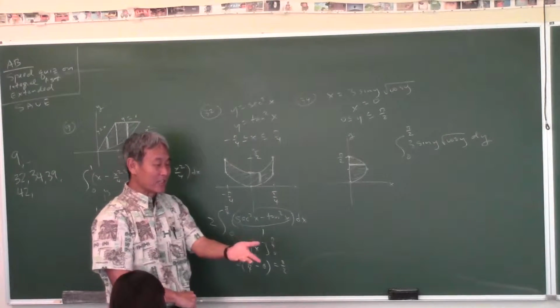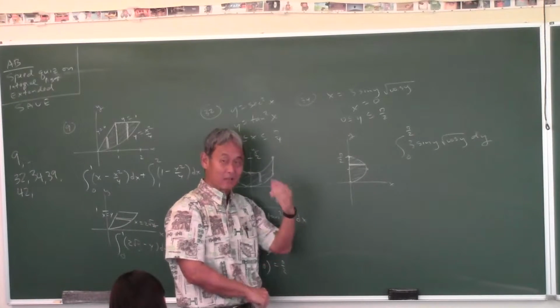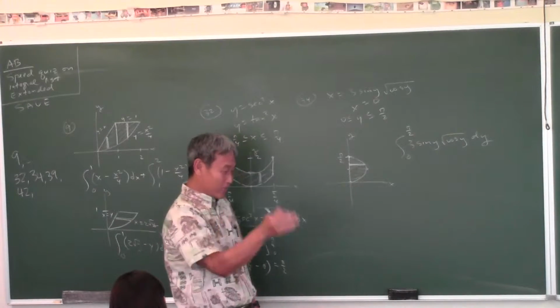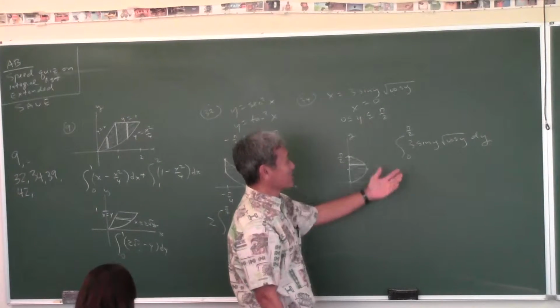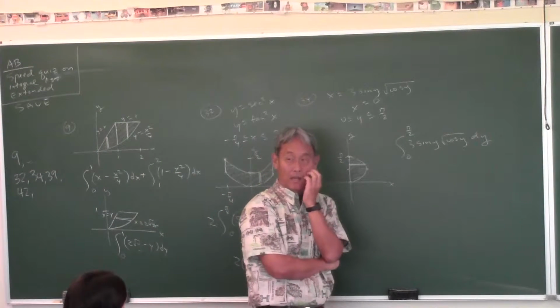Now the integrals that they give you in the book are so easy. Wait till you see the ones on the test. Then you have to use trig substitution, partial fractions. Like this one, what? You look at this, what are you thinking?